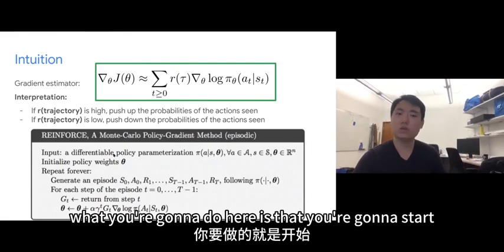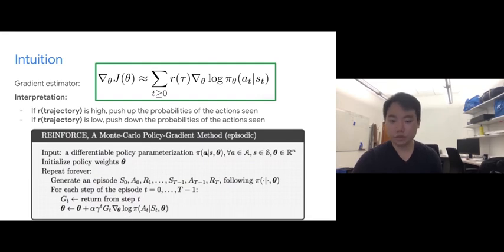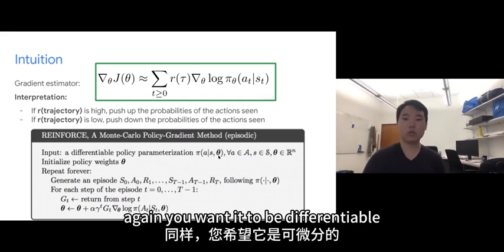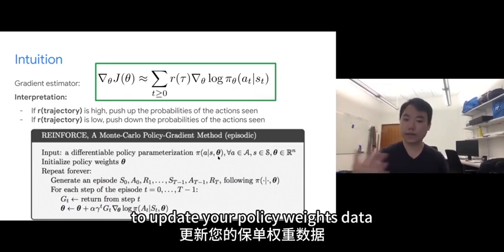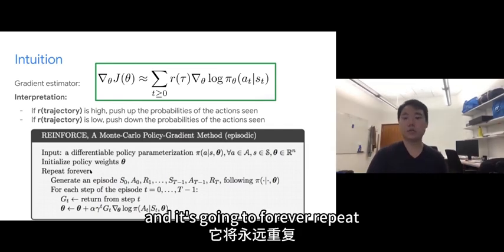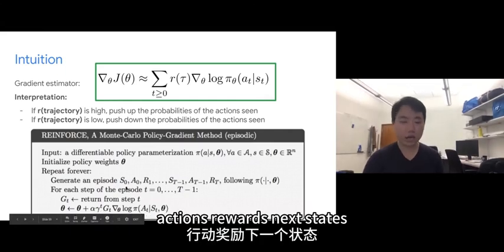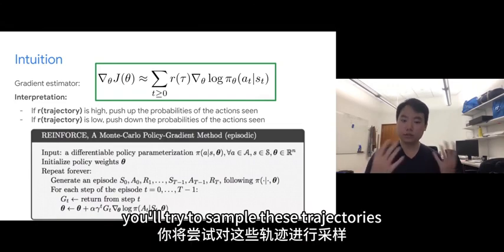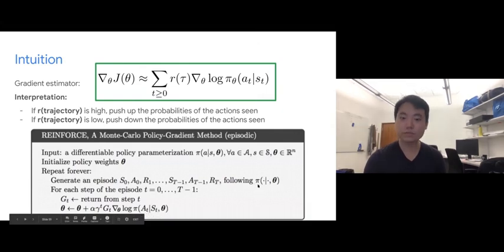What you're going to do here is start by initializing a differentiable policy pi of a given s, parameterized by some parameters theta. Again, you want it to be differentiable so that you can actually take gradients with respect to theta to update your policy weights theta. And you're just going to forever repeat by generating an episode. Again, this episode, which is your sequence of states, actions, rewards, next states, is exactly your trajectory. You try to sample these trajectories given your current value of the policy pi.